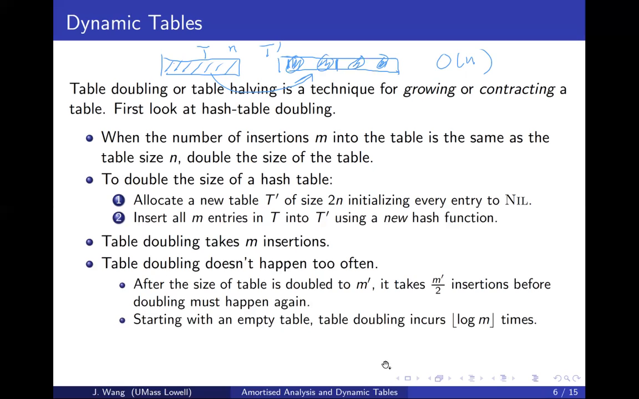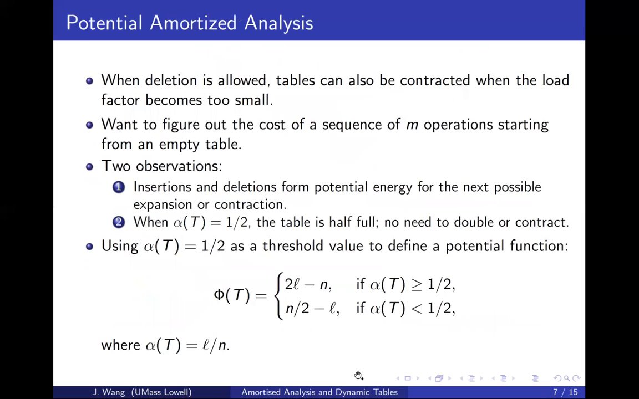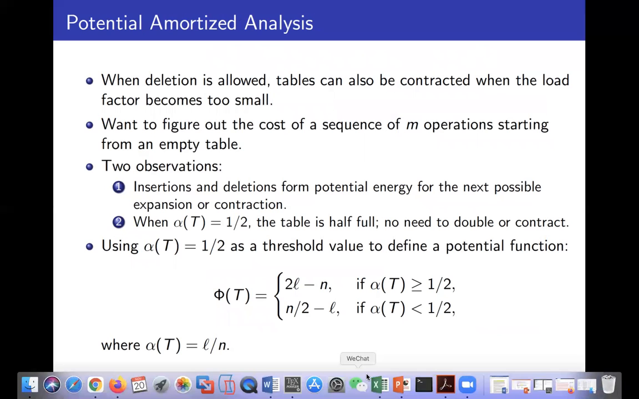Next, we're going to see how we analyze the cost of n operations. You have insertion, and suppose you also have deletion for certain items in this table, in a dynamic table, and you can delete them when you no longer need them. That means that a table can be doubled and can also be halved.